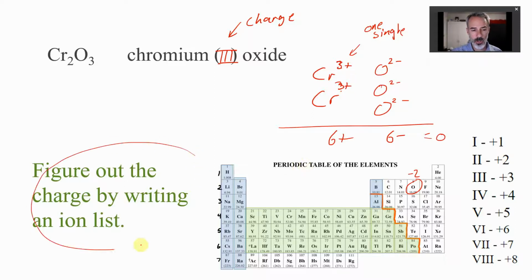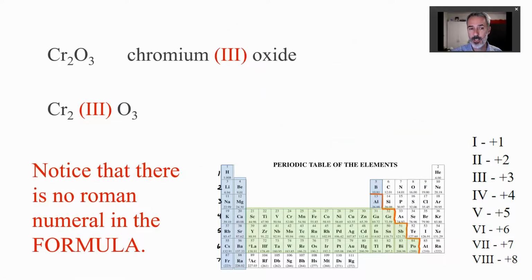So do you see how drawing the ion counting list is what helps us figure it out? And then we can work our way backwards from the one we know and figure out the charge of one single chromium atom, or whatever metal it is. All right, so you get the idea? Now the other thing I want to point out to you is this.